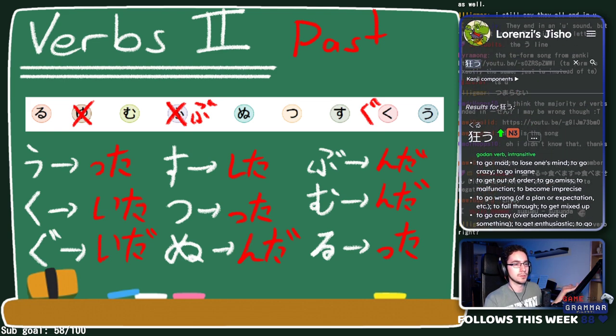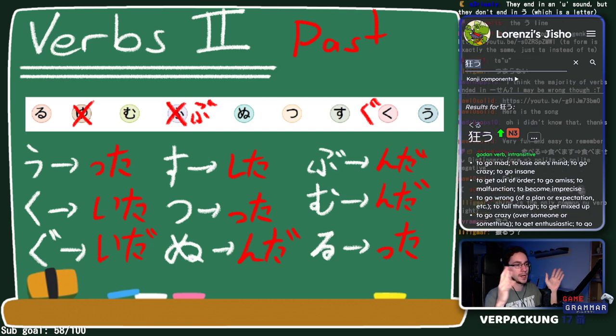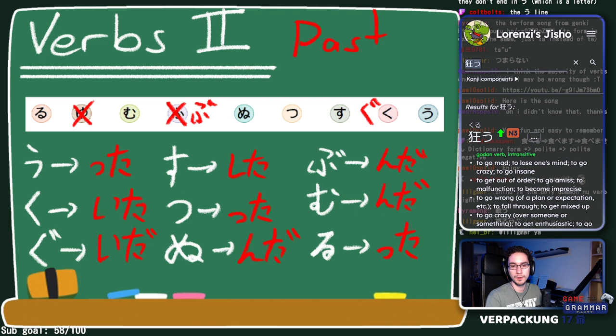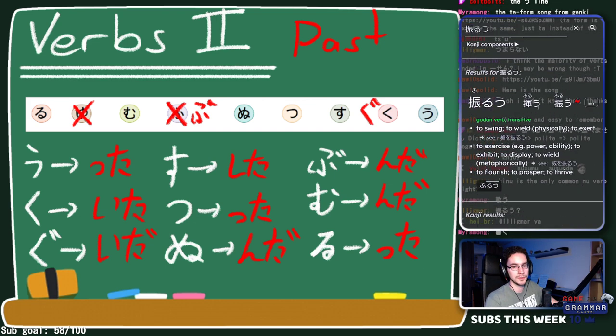Ku, what's a good one for ku? We had ku earlier, maybe something like utau, utatta, right? Utau, utatta. And I'm doing this really naturally, and for you, you might have to think about it more, maybe visualize the kana in your head or something, whatever helps you write it down. Furu, yeah, furu is a bit of a weird one, isn't it? Because furu also exists. But yeah, furutta would also be the same.